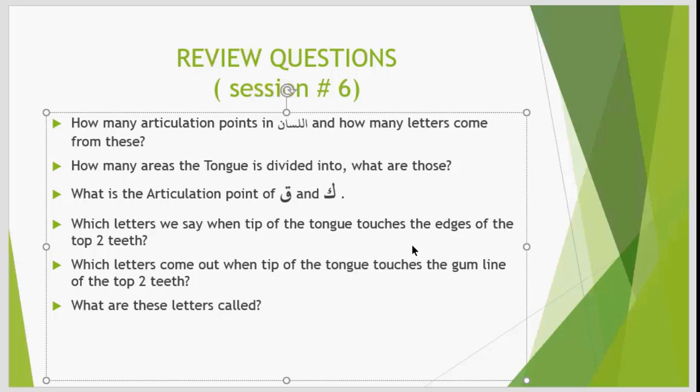Quickly say. Ta, dal, ta. Are you sure? Sister Mehjabin is right. It's not ta, dal, ta. It's tha, dhal, and dha. Yes, alhamdulillah. Remember the tip of the tongue out letters?